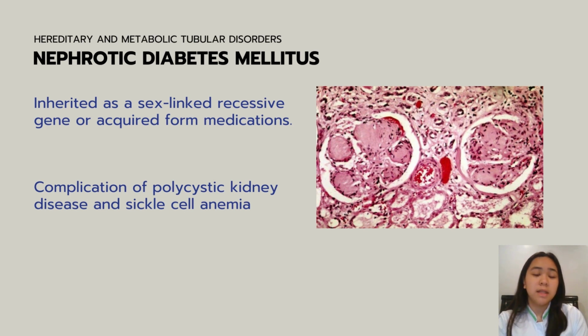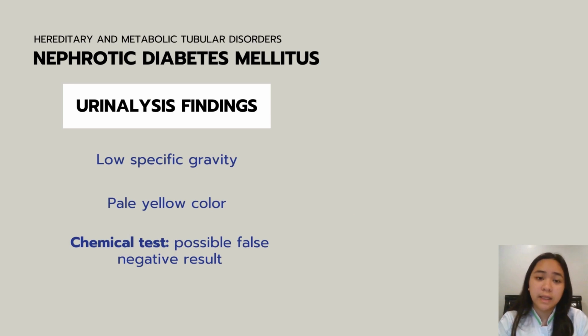Nephrotic diabetes mellitus is inherited as a sex-linked recessive gene or acquired from medication, complication of polycystic kidney disease, and sickle cell anemia. For its urinalysis findings, we have low specific gravity, pale yellow color, and the results for chemical test, possible na false negative siya.